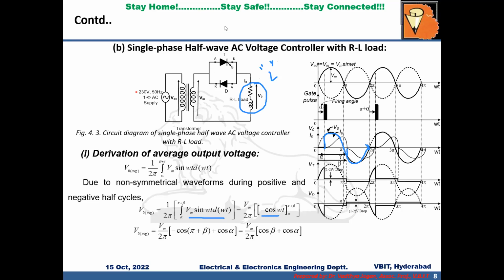If I substitute the upper limit and lower limit, this will be the expression of average output voltage: Vm by 2 pi (cos alpha plus cos beta), where beta is the extinction angle. The definition of extinction angle is already given to you. It is the angle measured from the reference point to the point at which the current extinguishes to zero. That is why it is called beta. Similarly, you can find the average output current, which is average output voltage divided by the impedance Z, right?